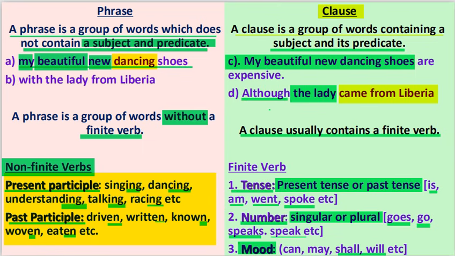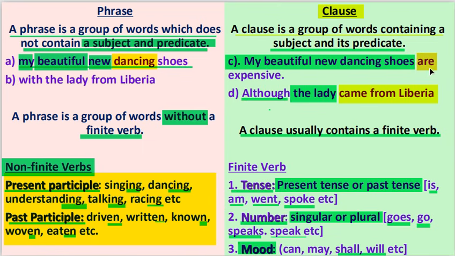Now, to show that clauses usually contain finite verbs, let's go back to example C and D. In example C, my beautiful new dancing shoes are expensive. Now, the verb are in this sentence is a finite verb because it is a plural verb. It shows plurality, it shows number. Because shoes is a plural noun, then we also have a plural verb, are. Also, it shows present tense.